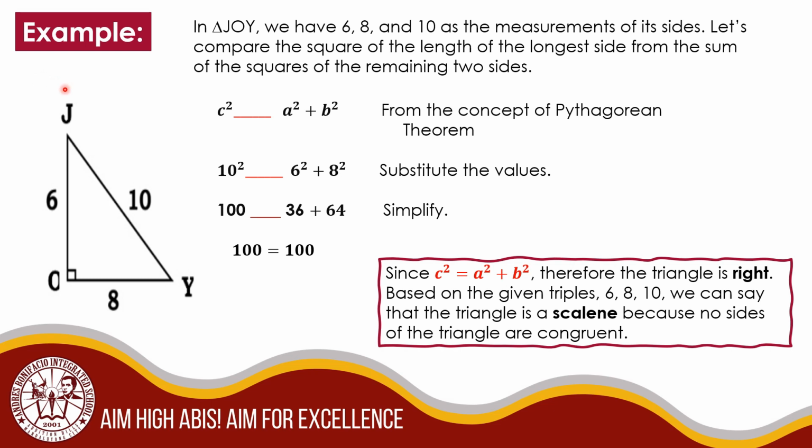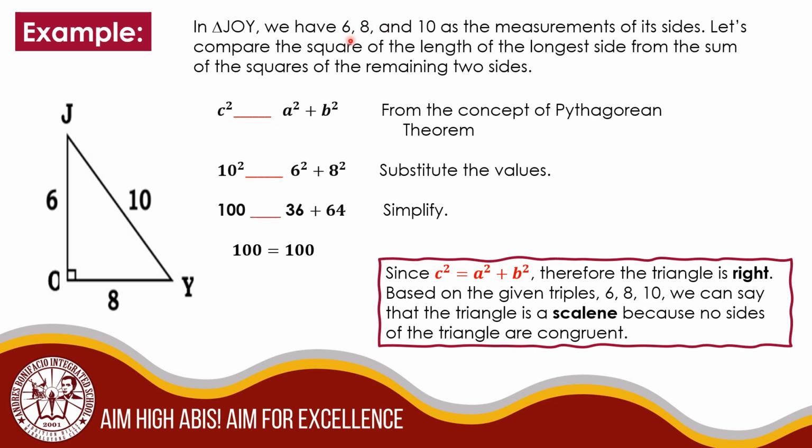Okay, let's have an example. In triangle JOY, we have 6, 8, and 10 as the measurements of its sides. So let's compare the square of the length of the longest side with the sum of the squares of the remaining 2 sides. From the Pythagorean Theorem, c squared, this will be blank, and then a squared plus b squared. Mamaya pa natin malalaman kung ito ay maging equal, greater than, or less than.